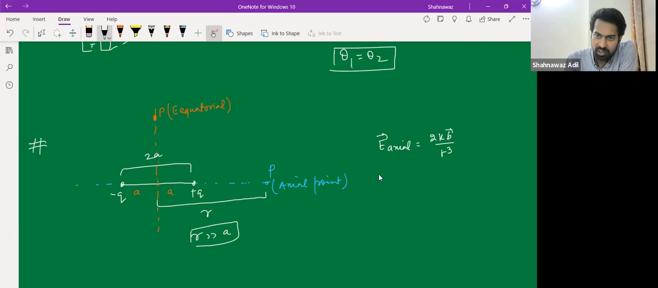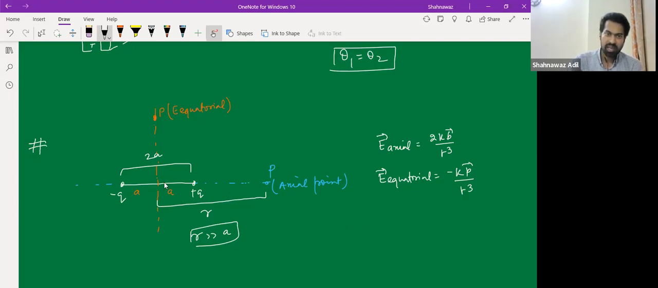And what is E equatorial? kp by R cube. Always R cube. So whenever you have a dipole, the electric field varies as 1 over R cube, right?